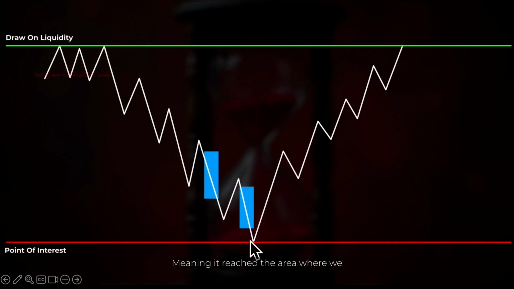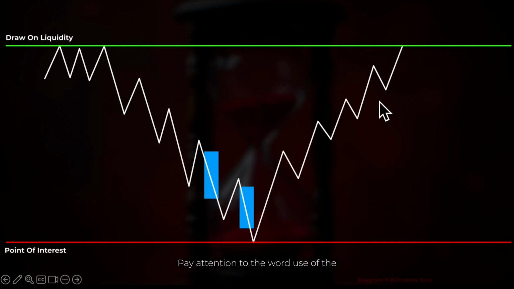Meaning it reached the area where we anticipate a buy program to unfold off. Therefore, what we will be monitoring is the following. What we will be monitoring is the reaction to this imbalance. If we begin to see the market displace above this imbalance, utilizing that support on price, from that moment in time, we can confidently say that order flow has changed from bearish to bullish.